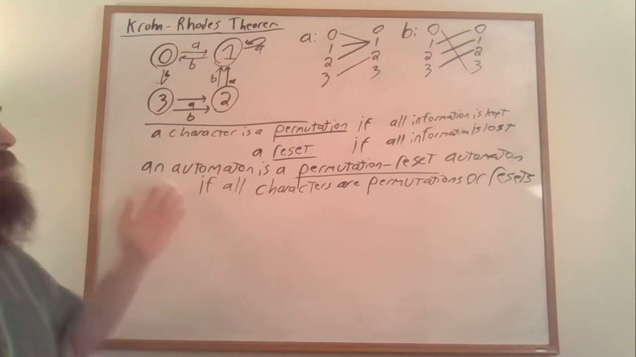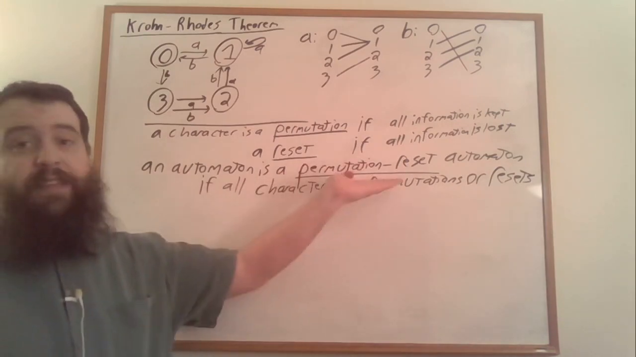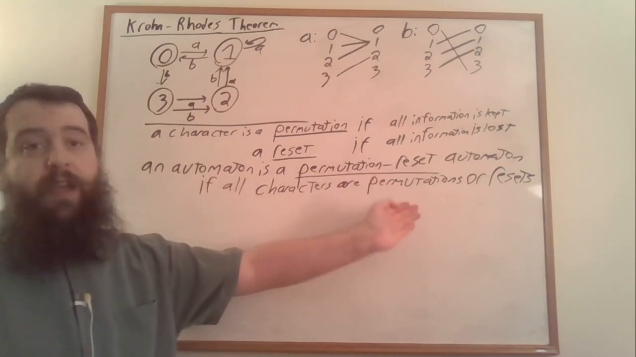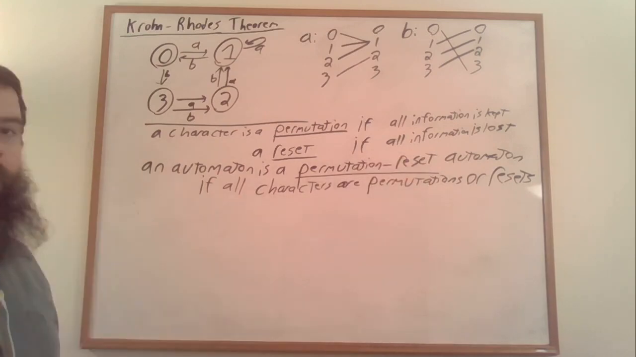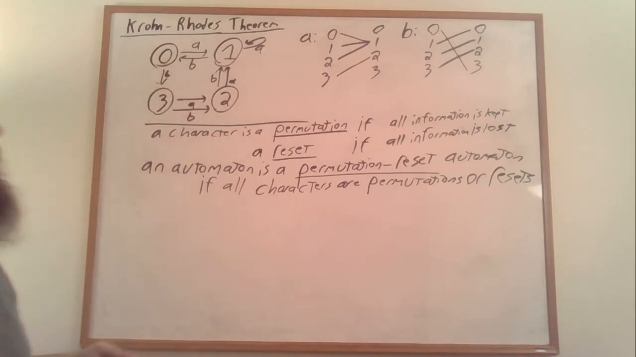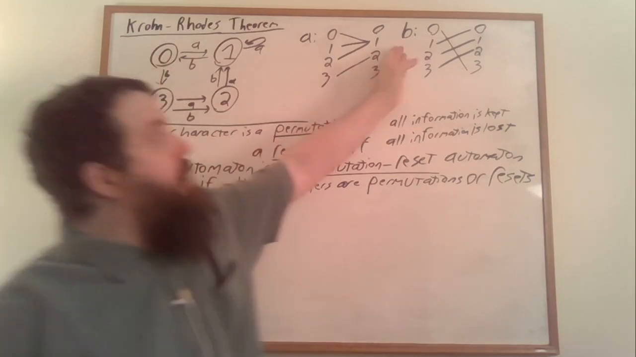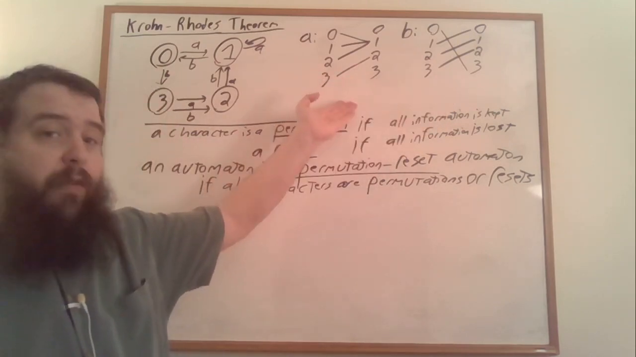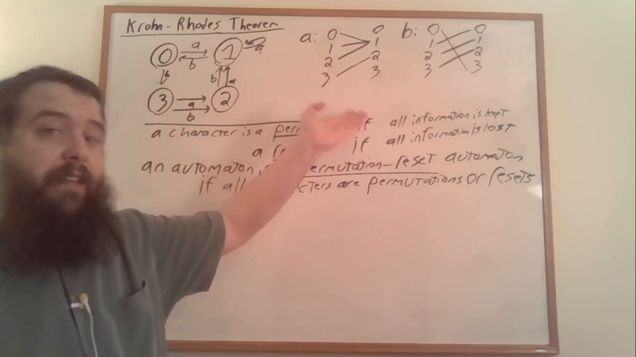I'll say that an automaton is a permutation reset automaton if all characters act as either permutations or resets. So this automaton here is not a permutation reset automaton, because even though the character B acts like a permutation, the character A is neither a permutation nor a reset. It's somewhere in between.